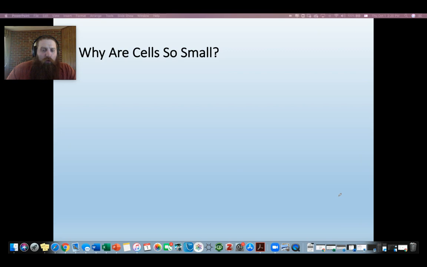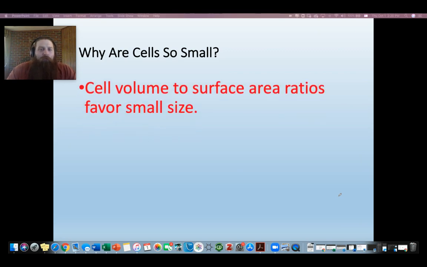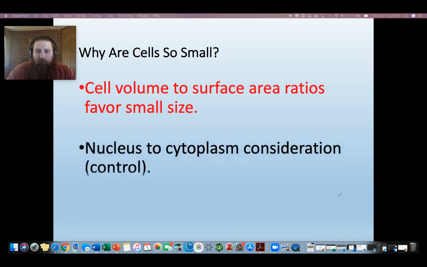And there's an important question there: why are cells so small? And the answer is pretty simple. The cell volume really matters. So you want the ratio of your cell's surface area to cell volume to be really large. And here's what that means.